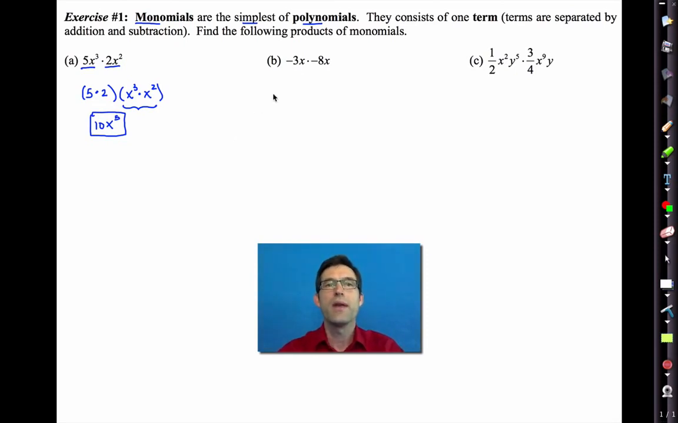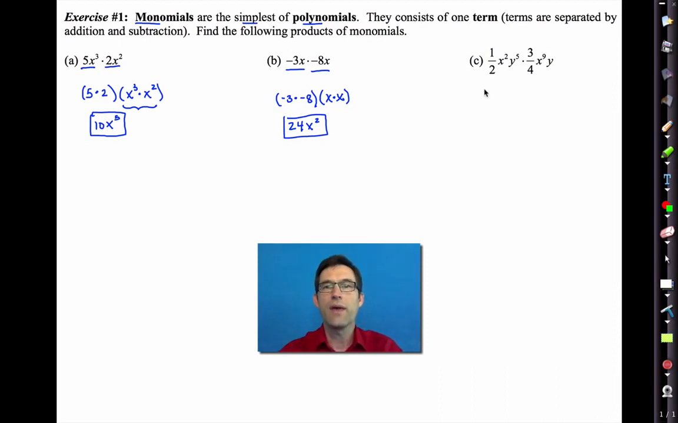Pretty simple. Now, in letter B, we have actually a simpler scenario. We have negative 3x times negative 8x. Again, we're going to group the two constants, the negative 3 times the negative 8, and do that multiplication, and also do the x times the x. Negative 3 times negative 8, obviously a negative times a negative is a positive, gives us 24. And x times x gives us x squared. Now, in all likelihood, most students will eventually just look at these problems and say, well, I'm going to multiply the constants together, and then I'm going to multiply the variables together.